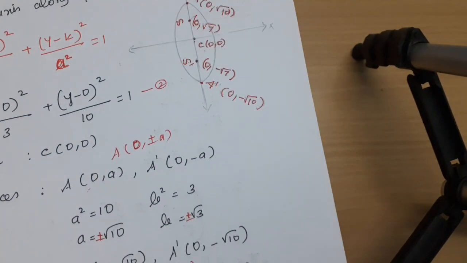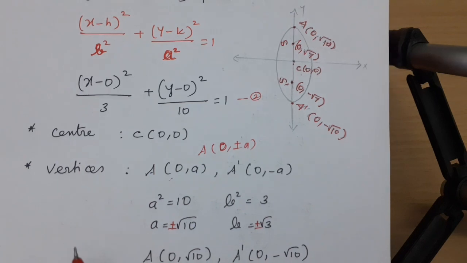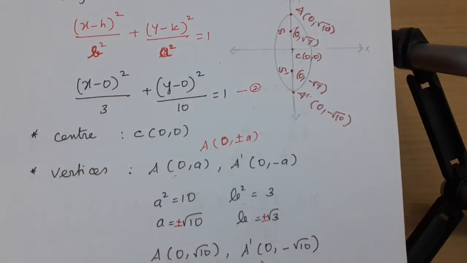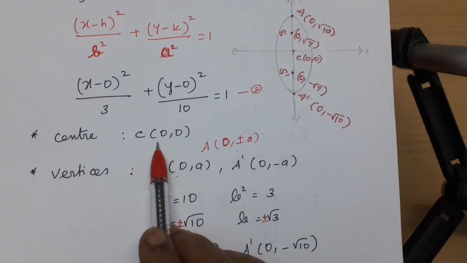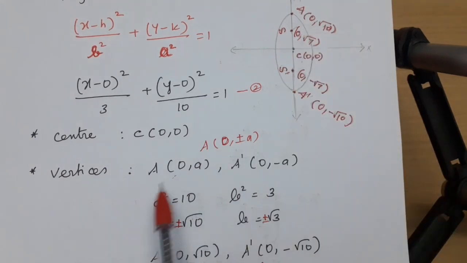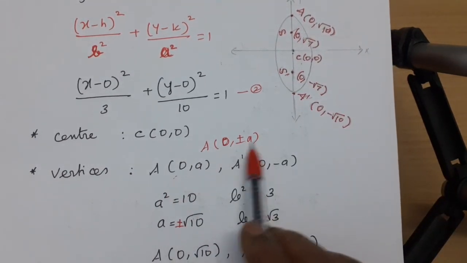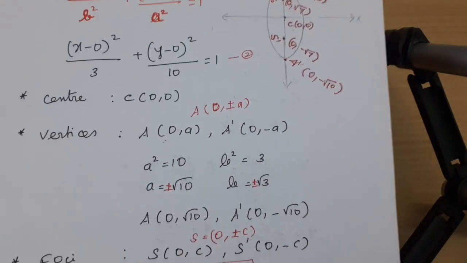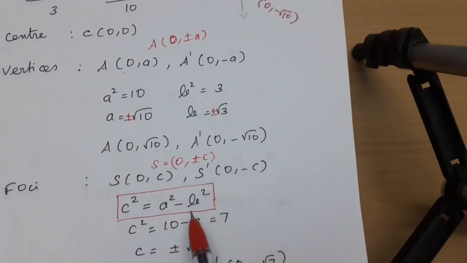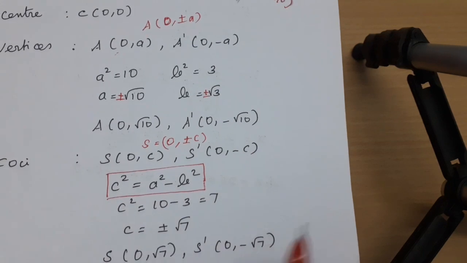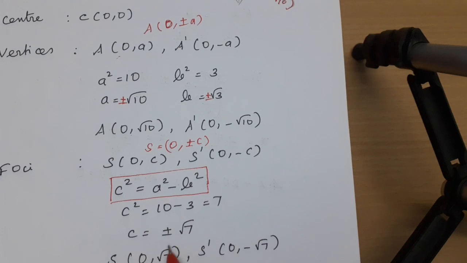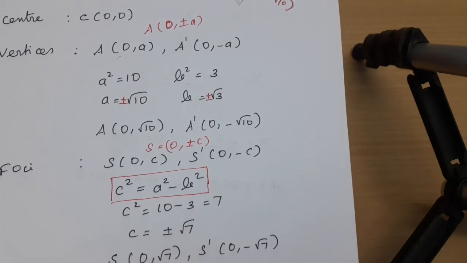Very easy to understand. Sometimes this is asked as a 5 mark question: center, vertices, foci. What is the formula? The center is the origin, that is 0 comma 0. The vertices are along the y axis, therefore they are 0 comma plus or minus a. Remember that, and after finding the a value, substitute it. The foci are similarly 0 comma plus or minus c. How do we find c? Using the formula c square equals a square minus b square. Substituting the a square and b square values, we get the c value.